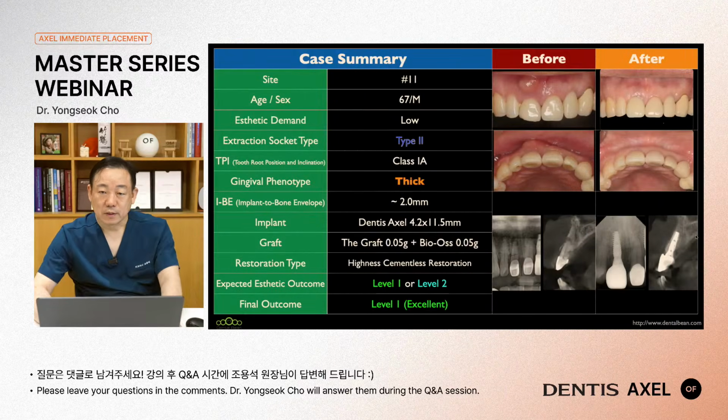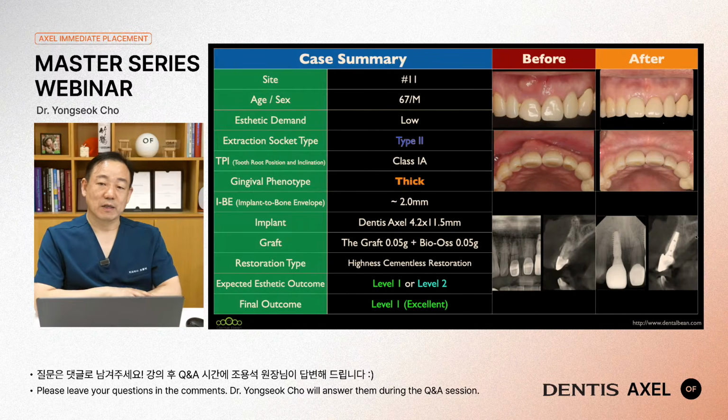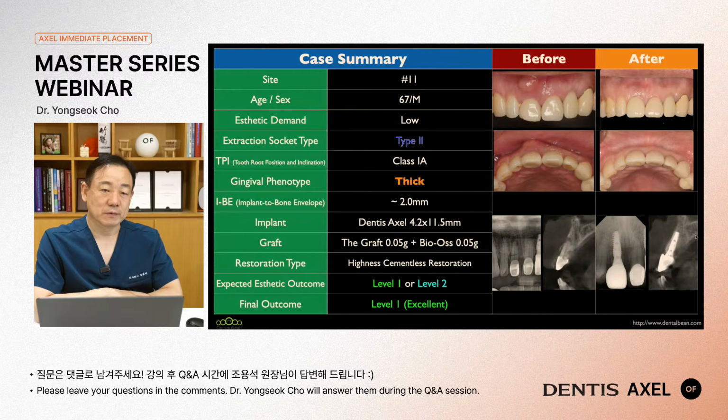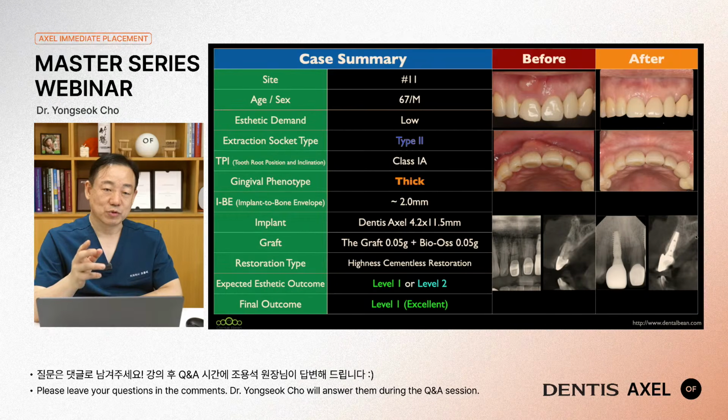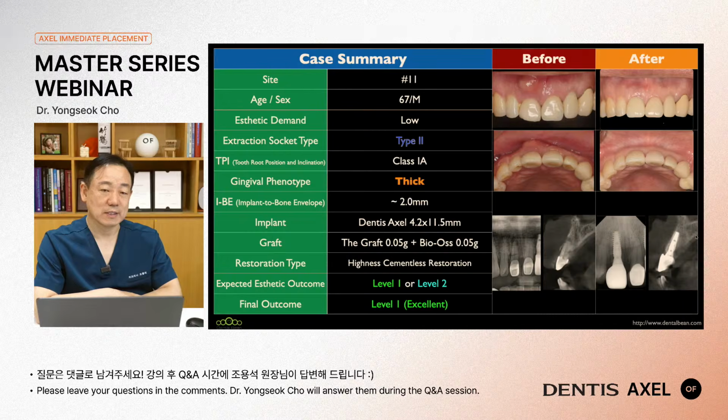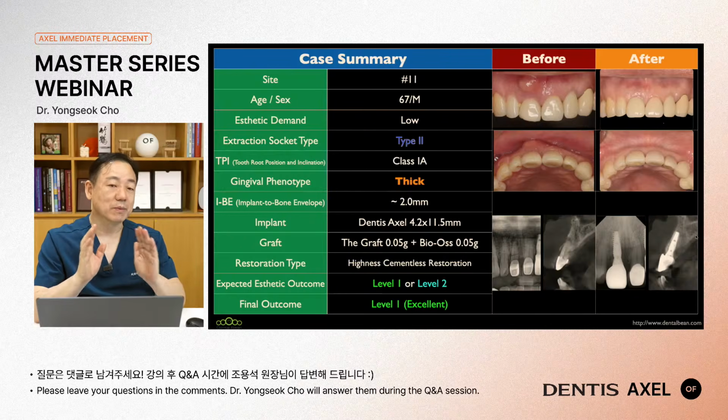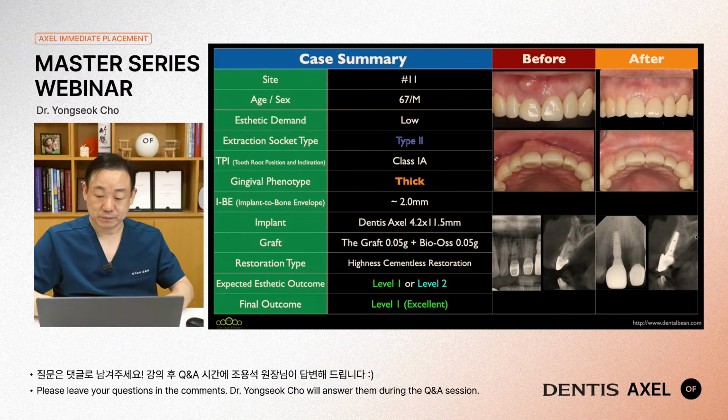Here, in this case, although it is a type 2 extraction socket, I just tried simple implant plus intrasocket bone grafting, but final outcome was level 1, excellent. Okay, if you do GBR, if you do CT graft, the same result you can get, however, which is simple and which is easy in the same outcome, better to use a simple, effective way.